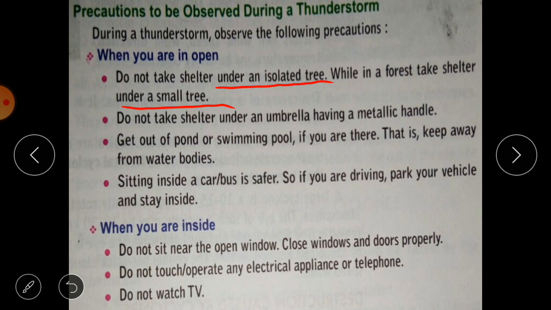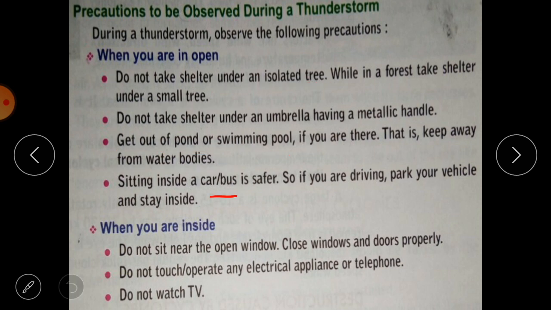Do not take shelter under an umbrella, because it has a metallic handle, and we know that metals are good conductors of electricity. So it is harmful to you if you take shelter under an umbrella having a metallic handle. If you are in a swimming pool, then get out of the pond or swimming pool. That is, keep away from water bodies, because water is also a conductor of electricity.